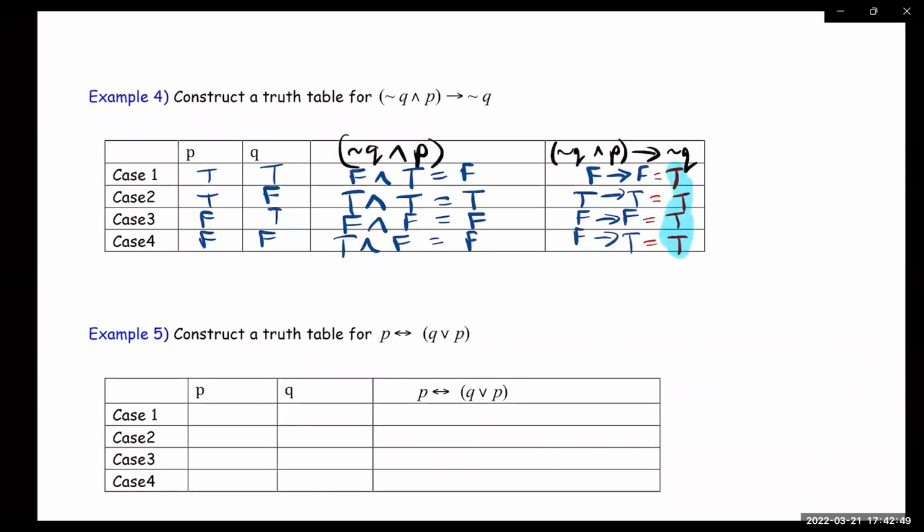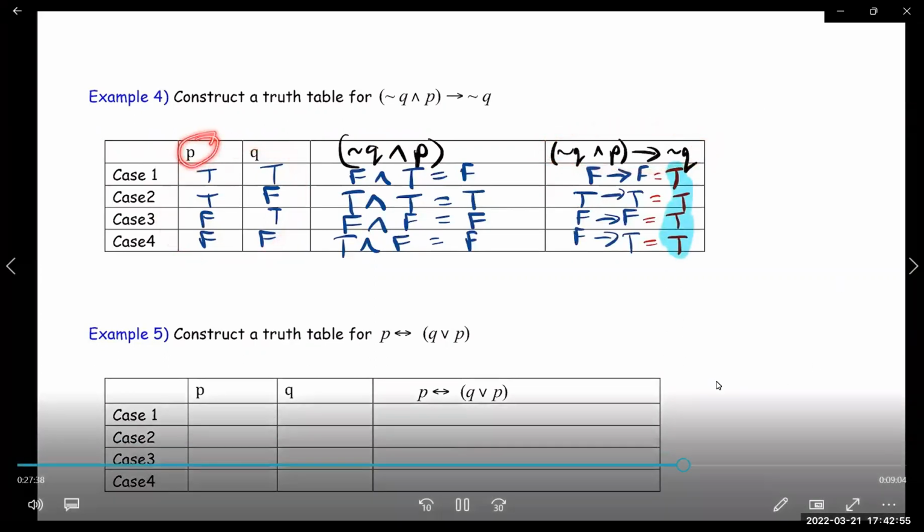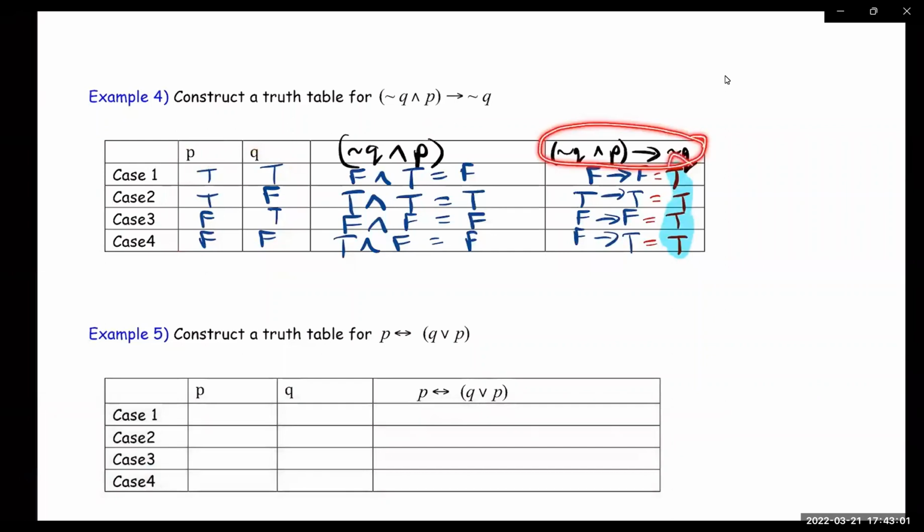No matter what you do, this is going to be a true statement no matter what. No matter what these are. P can be true or it can be false. Q can be true or it can be false. It doesn't matter. This statement will always be true.